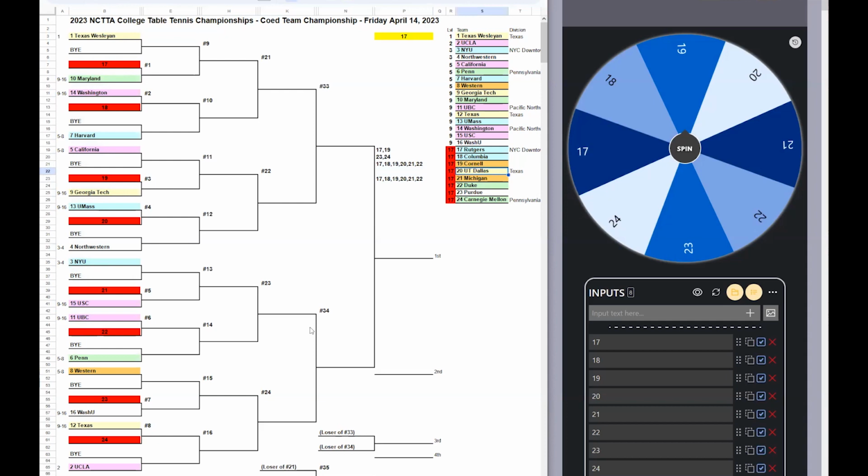UT Dallas is in Texas. There's a Texas in this quarter, Texas in this quarter. Oh, that's the South as well. So really, UT Dallas should go in 21 or 22.